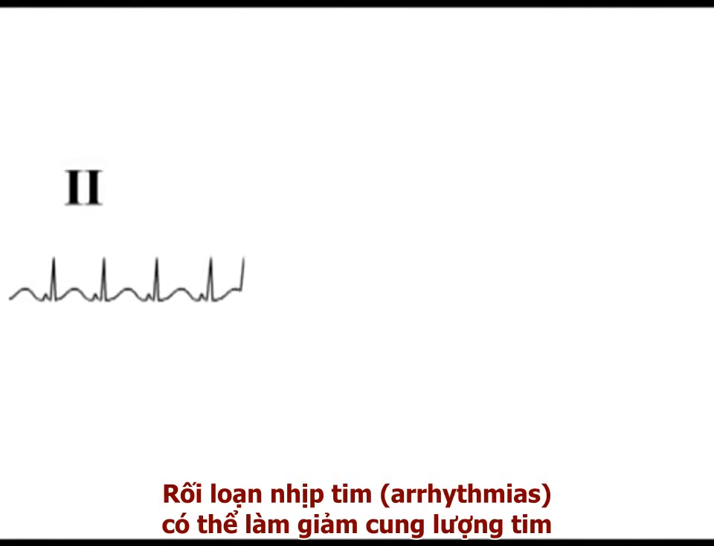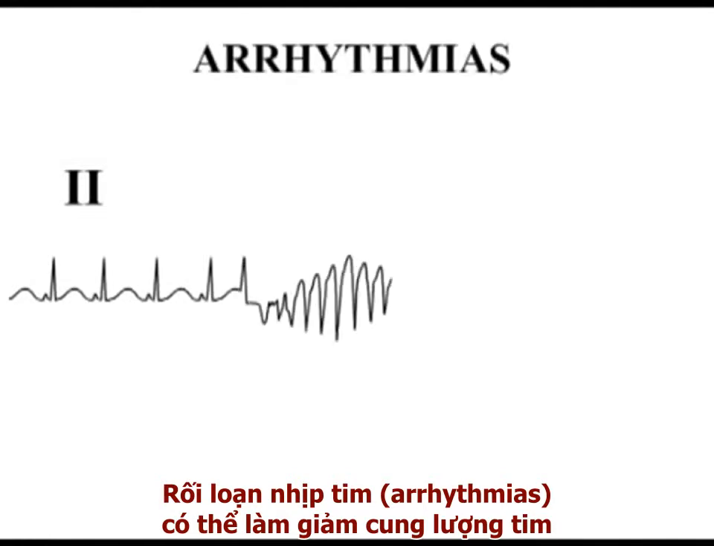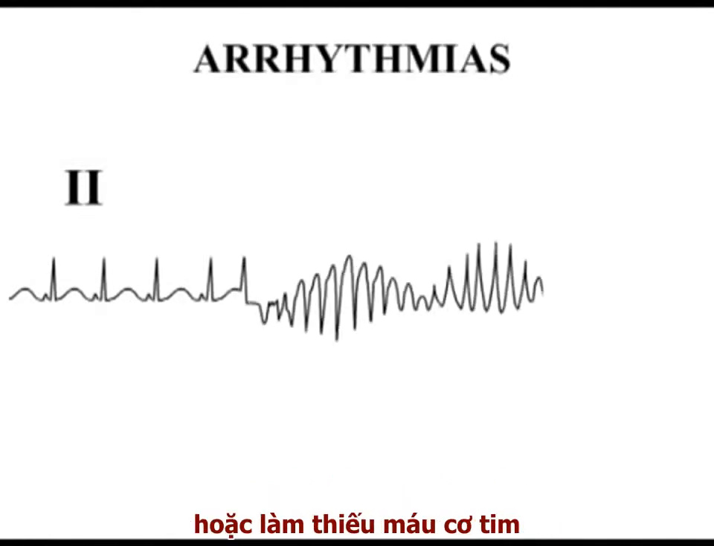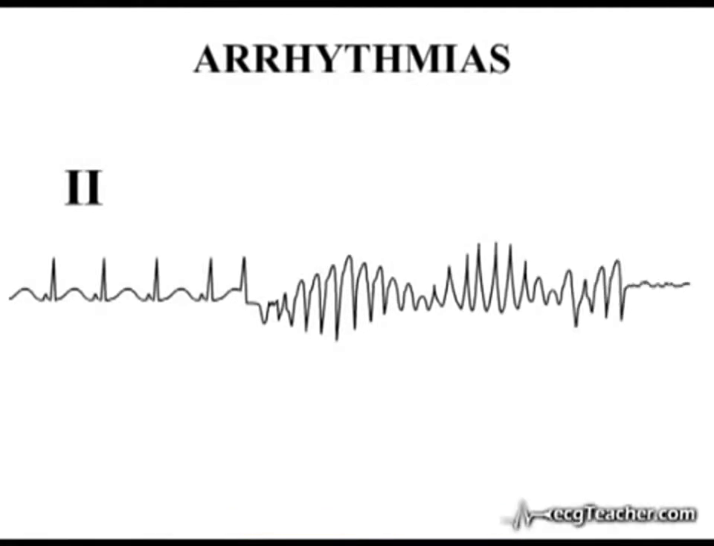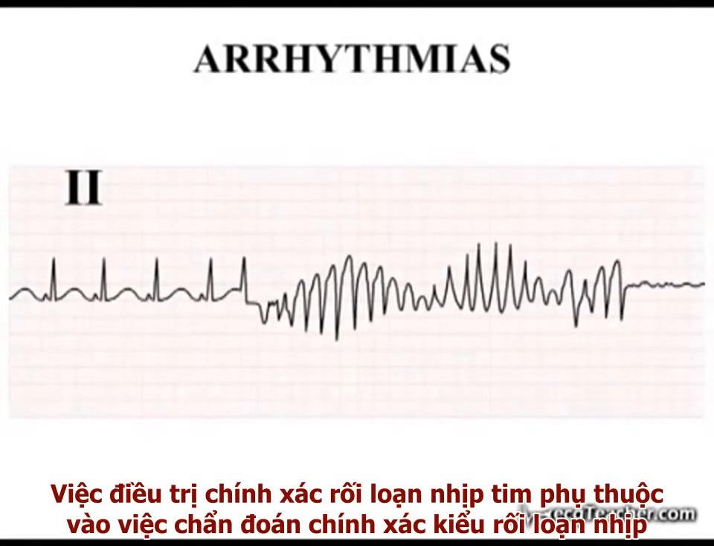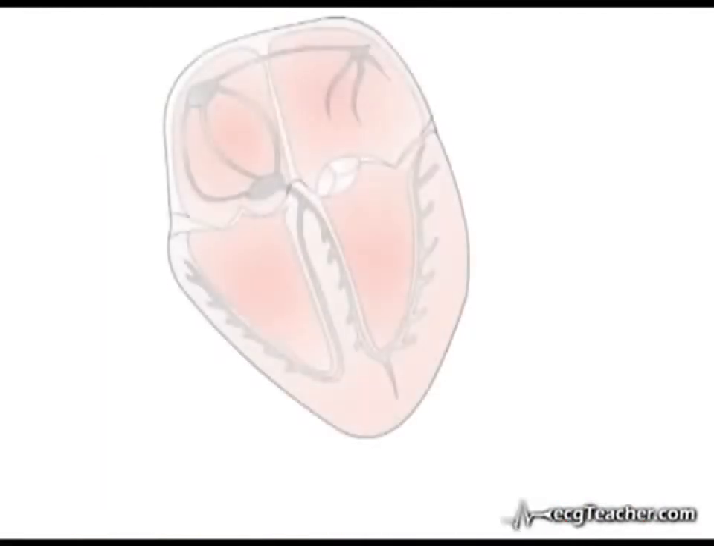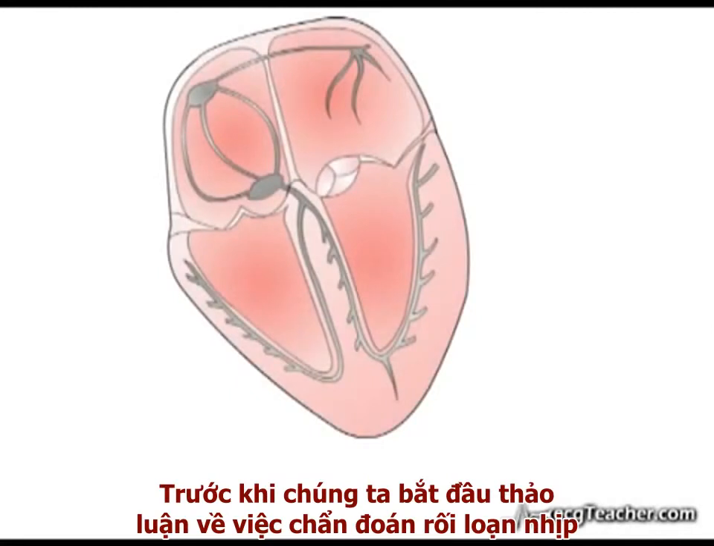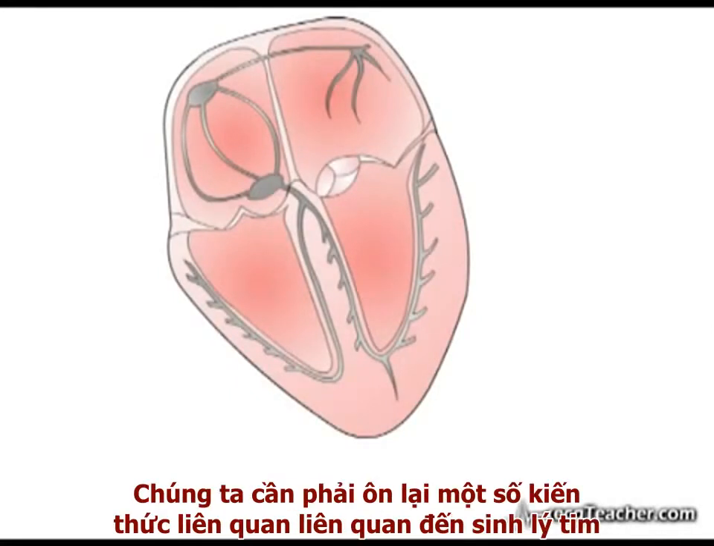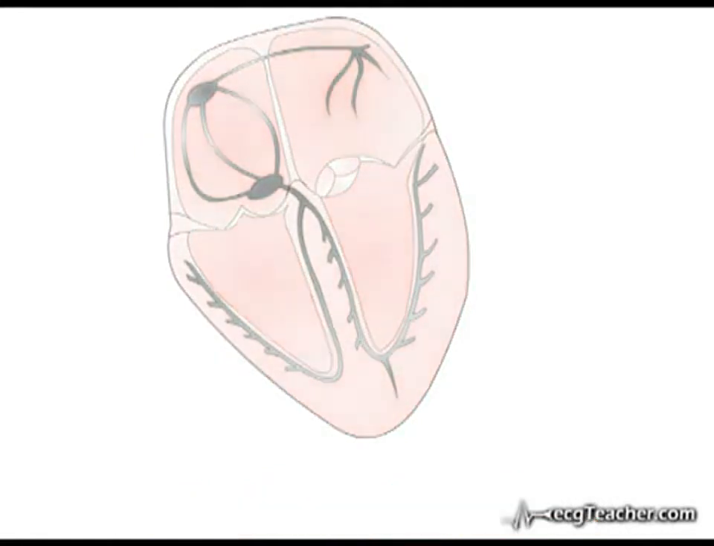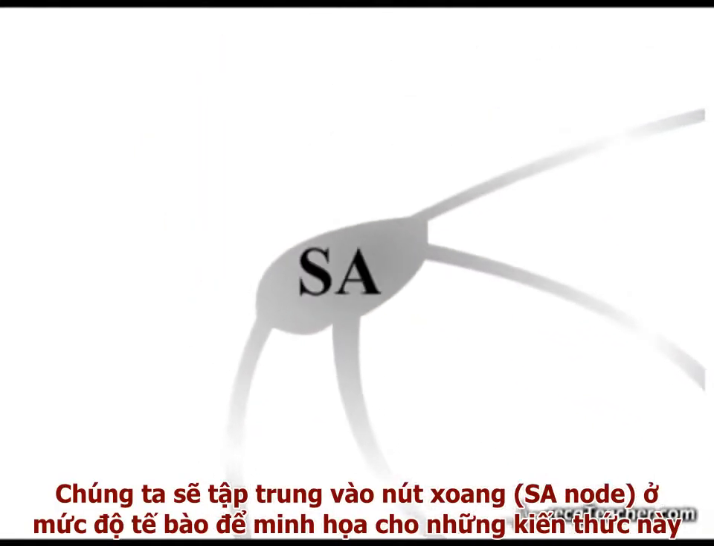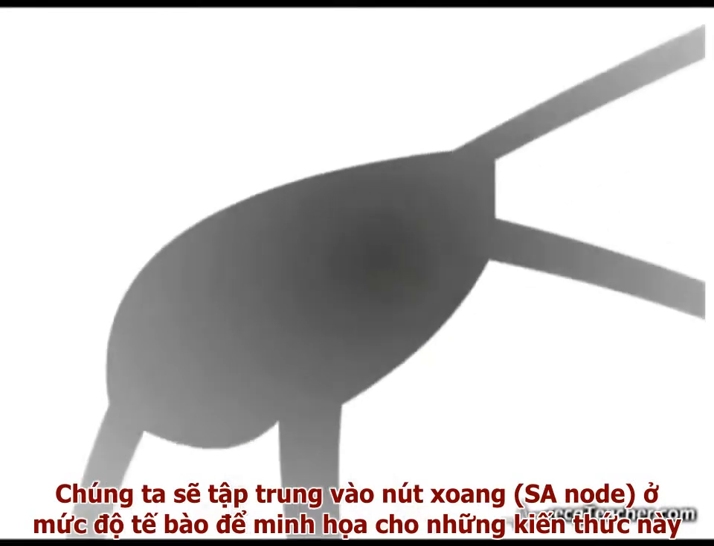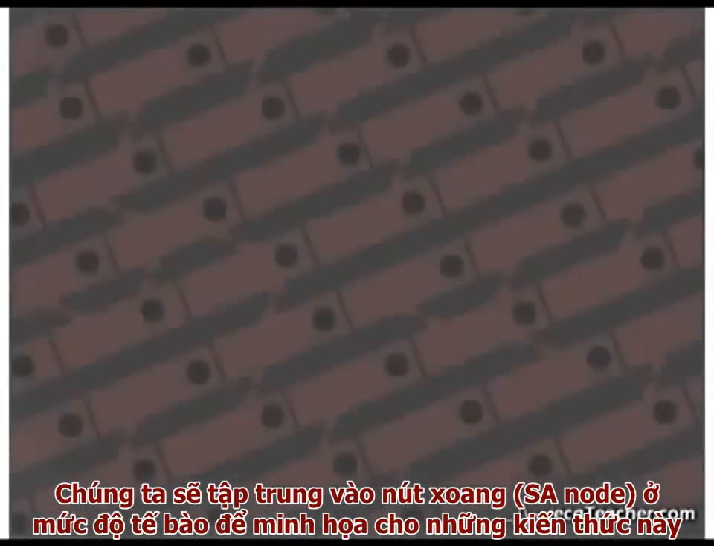Abnormalities of cardiac rhythm, arrhythmias, may compromise cardiac output or induce cardiac ischemia. Appropriate treatment of an arrhythmia depends on accurate diagnosis of the type of rhythm disturbance present. Before we go on to discuss arrhythmia diagnosis, we need to briefly revise some relevant principles from cardiac physiology. We will focus in on the SA node at the cellular level to illustrate these principles.